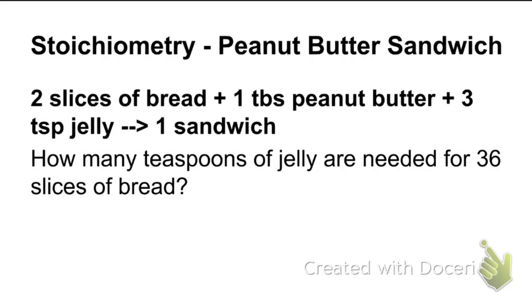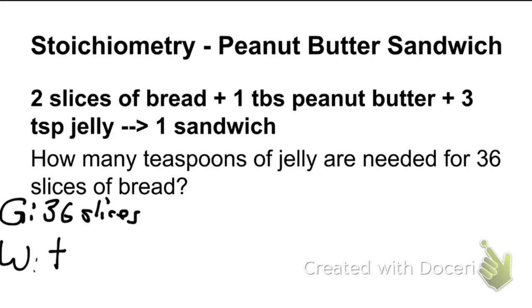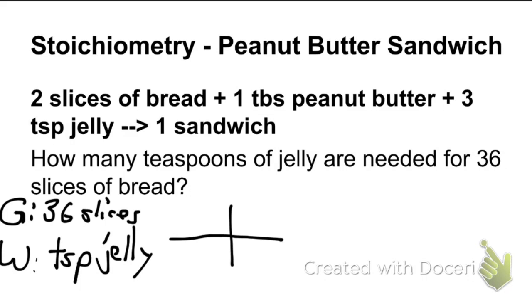All right, so that was a reactant to a product. We can also use it to compare reactants to reactants, and the math is not going to change. It's still going to be dimensional analysis, so we're still going to start with our given, which in this case is 36 slices of bread. And we want to know how many teaspoons of jelly. So we're going to set it up the same way. Here are the tracks. We've got 36 slices.